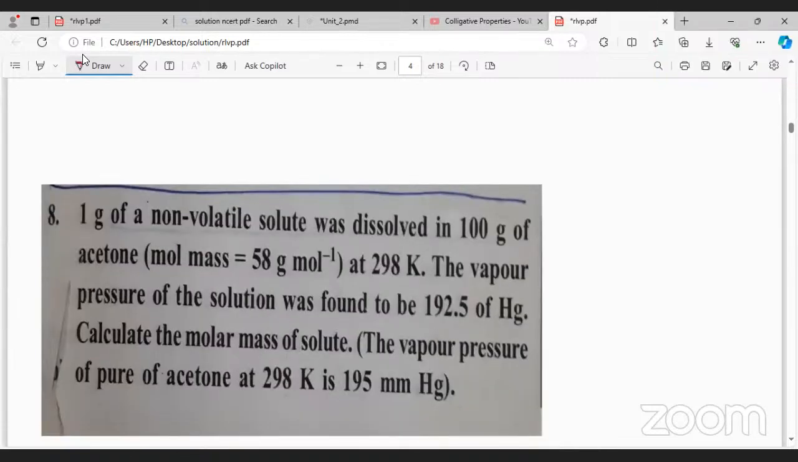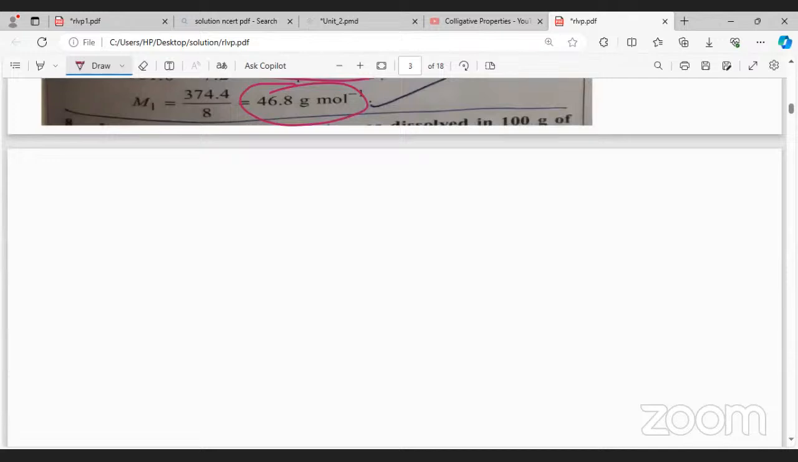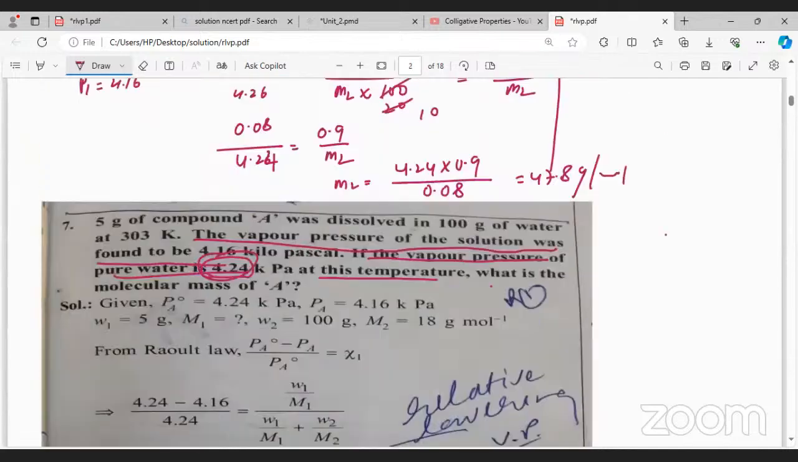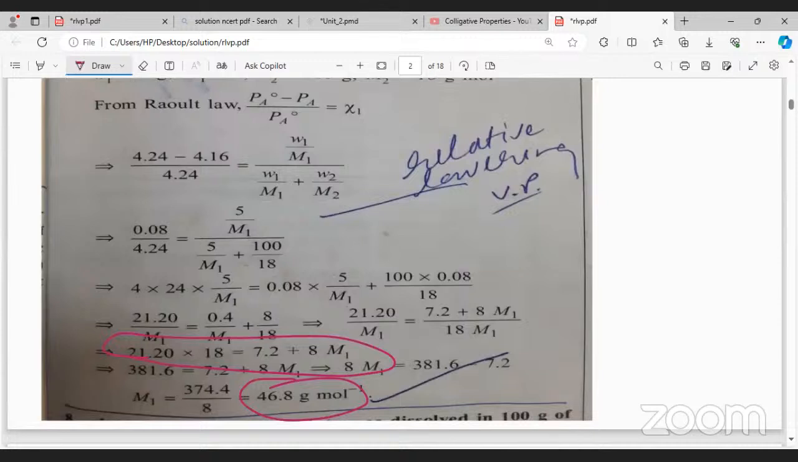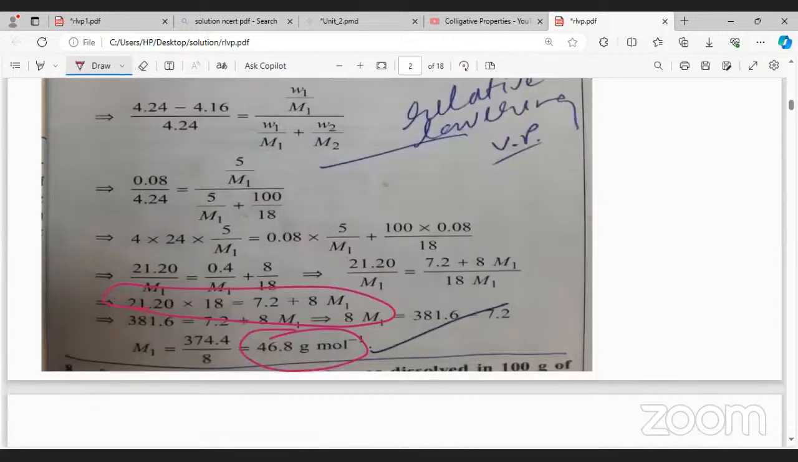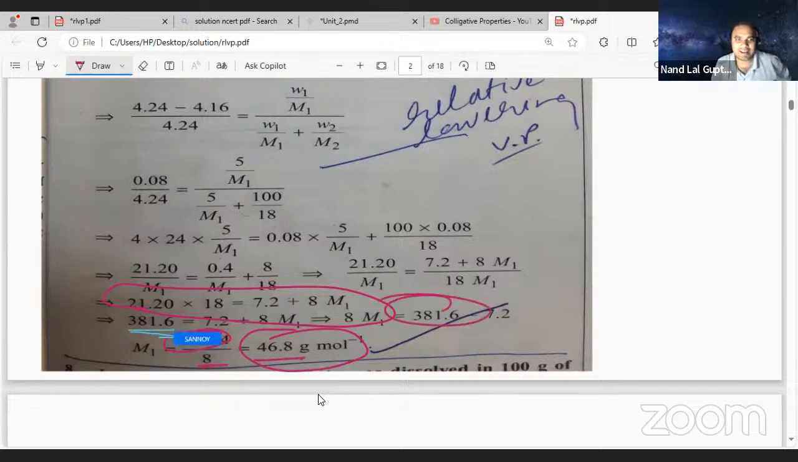Now you do this one. Sir, there is one problem. If you scroll up, I can tell you. Here what they are doing is M1 is 374.4 by something, and here it is coming 3.816 by 0.08. So where they are getting 374.4, we are getting 381.6. So the problem is at this place. I think they have made a mistake. Okay, now you do the other one.